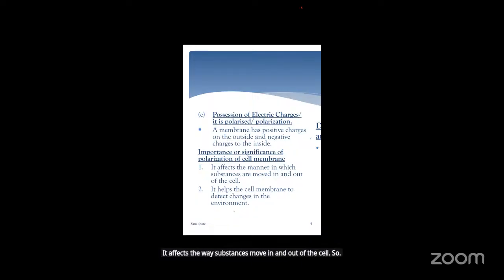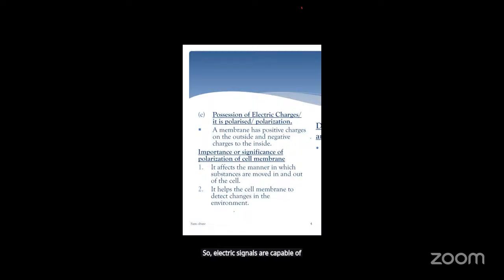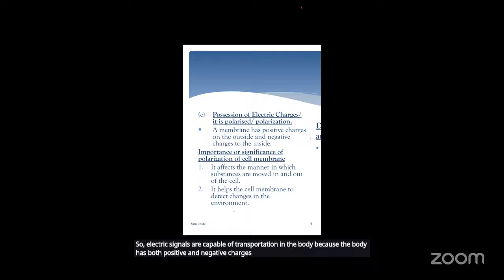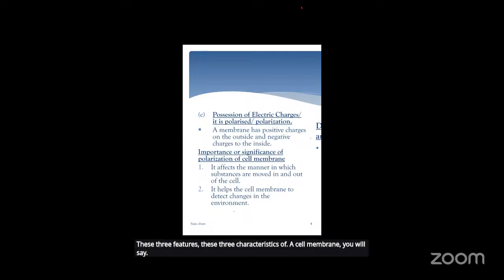So it can adjust. Like for example, previously I had talked about impulses, electric signals. So electric signals are capable of transportation in the body because the body has both positive and negative charges. Okay, so therefore a cell membrane has positive and negative charges, and this is what we refer to as being polarized. So in an exam, if they ask you to list three adaptations, three features, list three characteristics of a cell membrane, you will say it is polarized, meaning it possesses positive and negative charges.